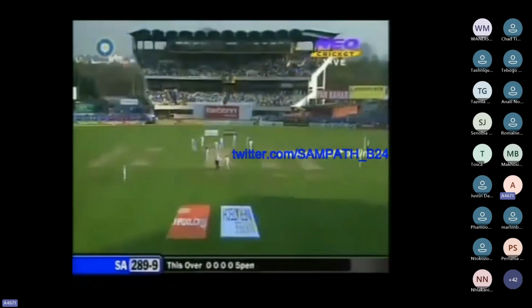Hashim Amla, South Africa's number 3 batter, was batting with Morne Morkel, the number 11 batter. It was the last ball of an over, and the South Africans wanted only 1 run so that Hashim Amla would face the first ball of the next over, and India wanted 4 runs so that Hashim Amla would stay at his end and Morne Morkel would stay at his end, and the next over would start with India bowling at Morne Morkel, the number 11 batter.